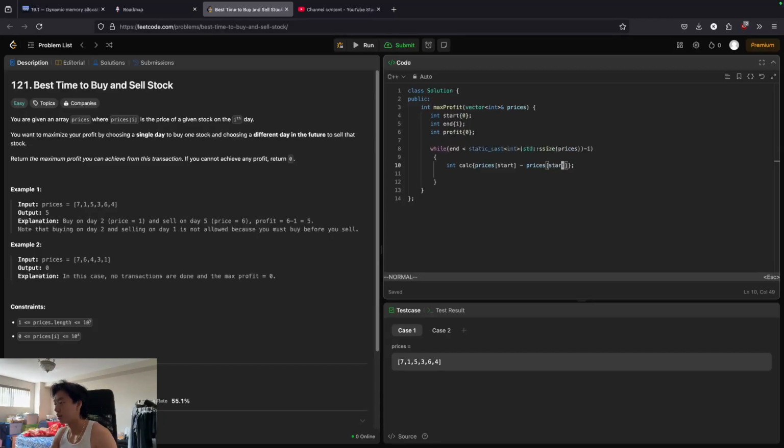Prices at the end minus the start. And if calc is less than 0, then we increment both start and end.